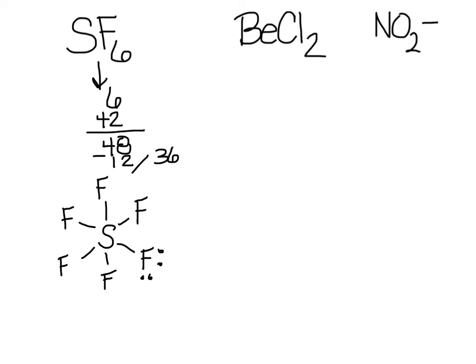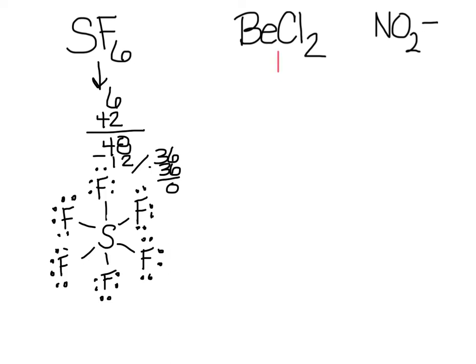1, 2, 3, 4, 5, 6, 7, 8, 9, 10, 11, 12, 13, 14, 15, 16, 17, 18, 19, 20, 21, 22, 23, 24, 25, 26, 27, 28, 29, 30, 31, 32, 33, 34, 35, 36. We've placed all 36, and all of our fluorines have 8. If there were still 2 more left over, what would we do with them? We would stick them on the sulfur like that. However, we don't need to do that because we've used all of our electrons.